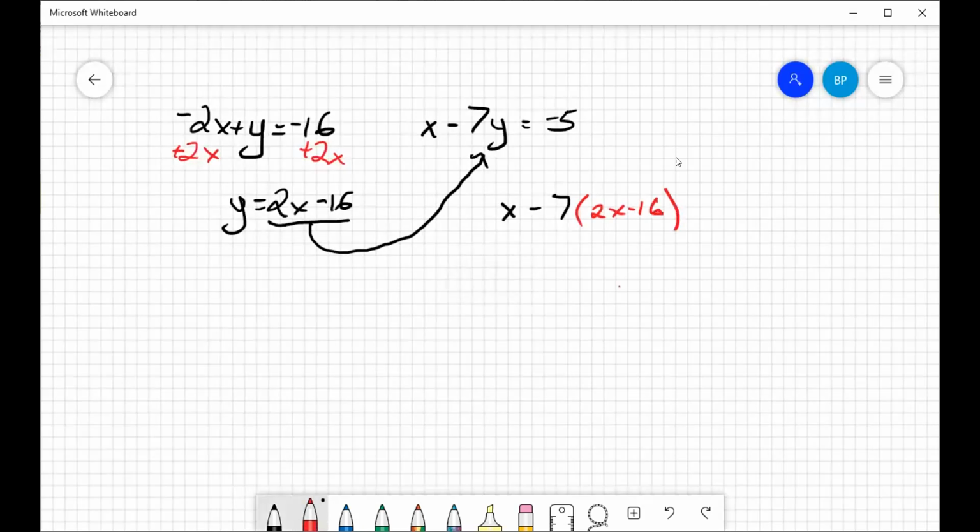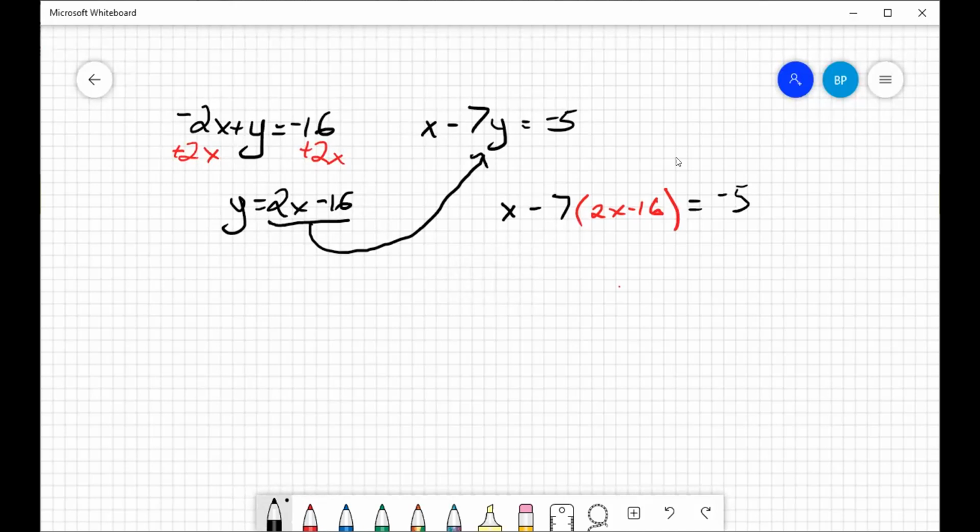And then the equals -5 will remain. All right. Do you see what I did there? Yeah, I see. So we're just taking whatever y equals here, it equals 2x minus 16. So I'm just going to replace it. Now, this is going to require me to do a little bit of distribution, but it's not going to give me any fractions here, which is what I'm avoiding.